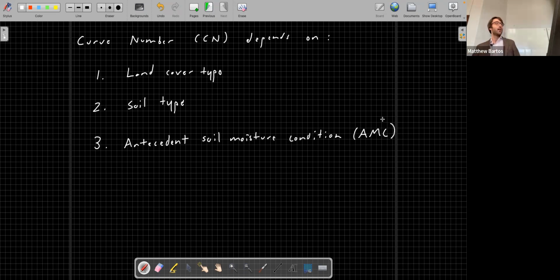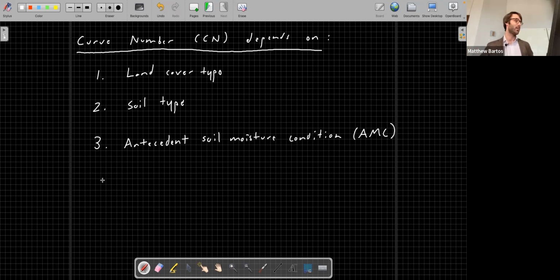Okay. One quick note I want to make, because we're going to use it for our example. If we have a land area with multiple land cover types, we essentially take a weighted average of their curve numbers. So for an area with multiple land uses, take the weighted average curve number.